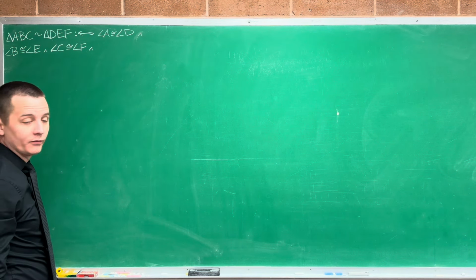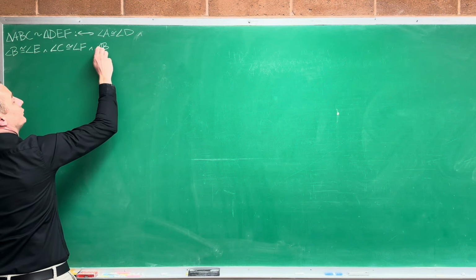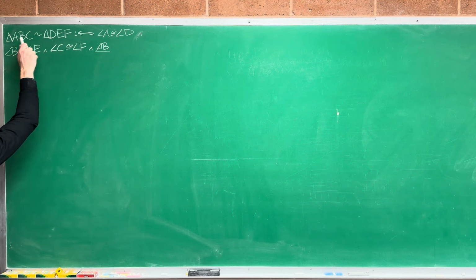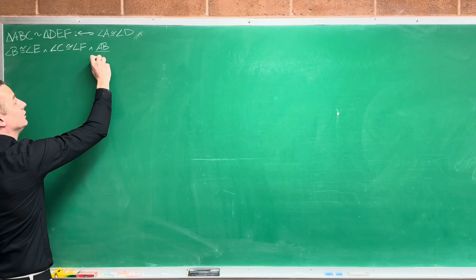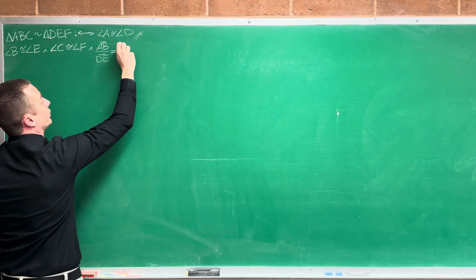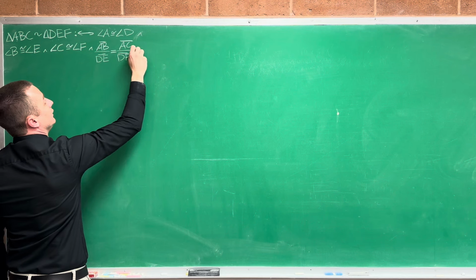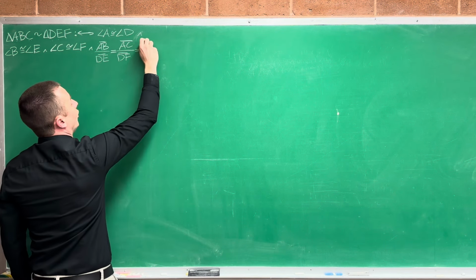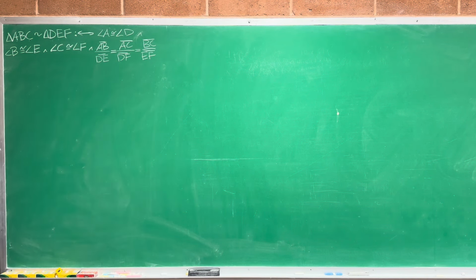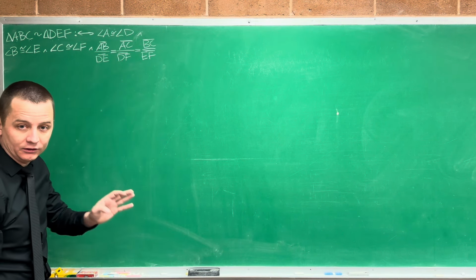The ratio of the sides. Right, so AB, what do I have to write AB over? DE, so AB over DE is equal to AC over what? DF. AC over DF is equal to BC over what? EF. And that's exactly what it means for two triangles to be similar. They have all those relationships in common.